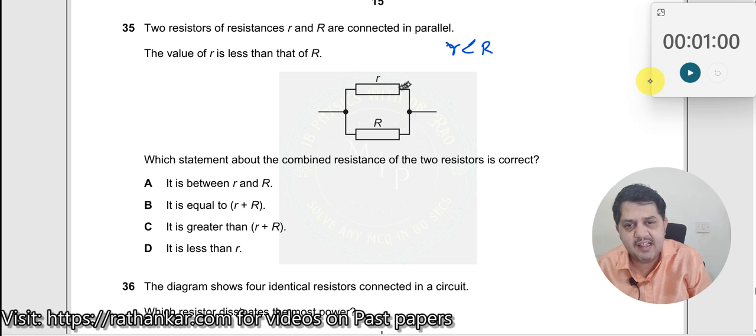Since r is less than R, put r equal to small 2 and capital R to be 3. So 2 here and 3 here, right? Definitely 2 is less than 3. My bad, I said small 2 and capital 3. Okay, let me start this.